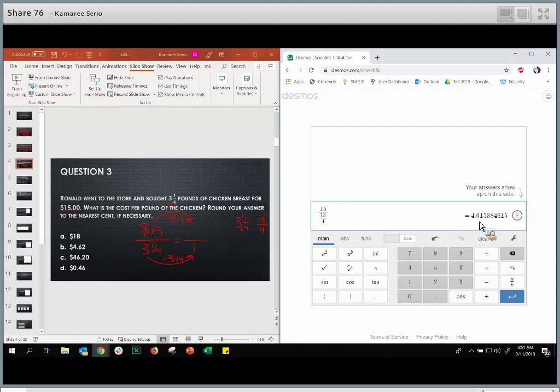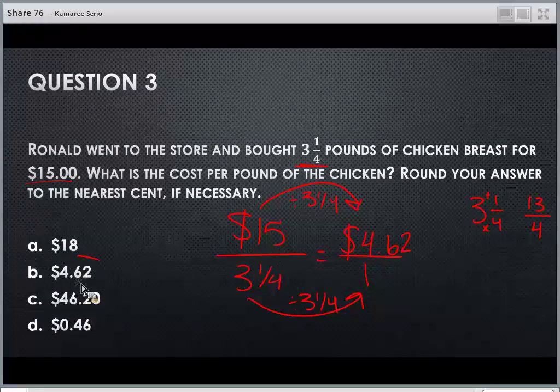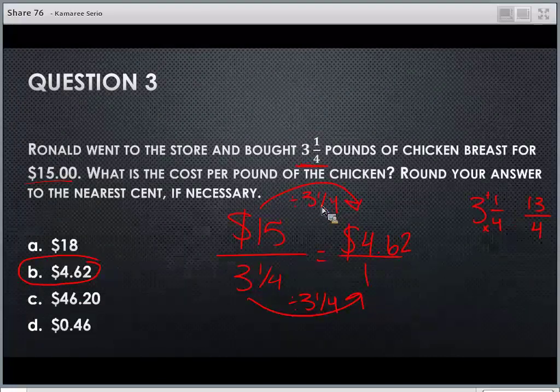However, since we're talking about money, I only need to look at this second number, which is the 1. That's because whenever you're talking about cents, you only have up to 2 numbers in cents. The highest number of cents you could have is 99 cents. So if I look at the number after it, it is a 5, which means this 1 will round up to a 2. So my answer here will be $4.62.